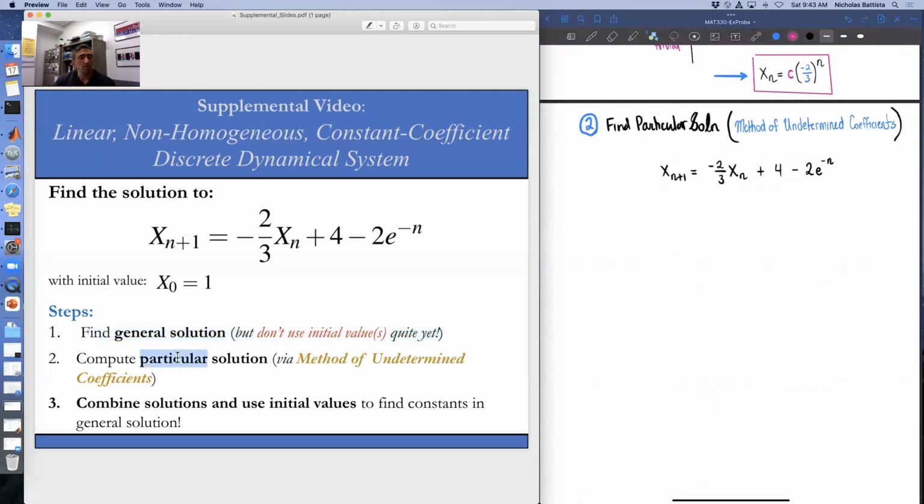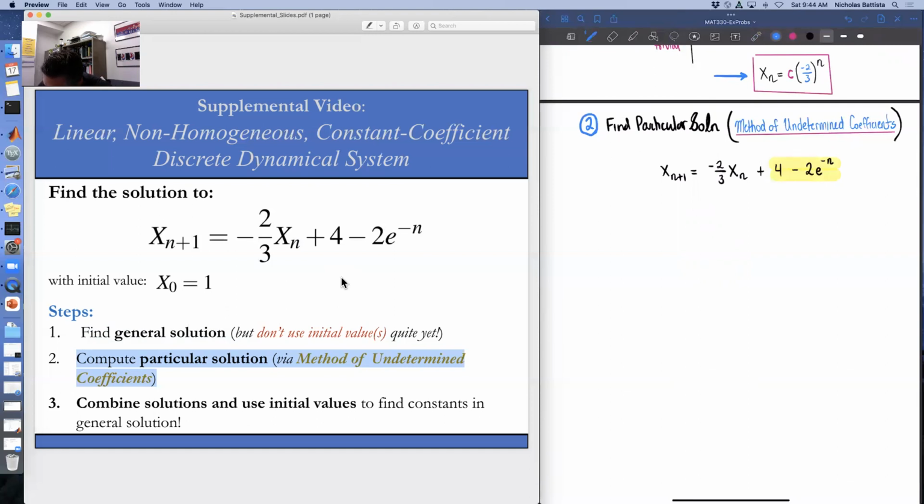We're going to move instead to computing the particular solution. And the particular solution is going to be the solution that solves the non-homogeneous equation as stated here. So what we look for in this method is what's called the method of undetermined coefficients. We're going to look at what the non-homogeneous term looks like in our equation. So in this case, it's really the 4 minus the 2e to the minus n.